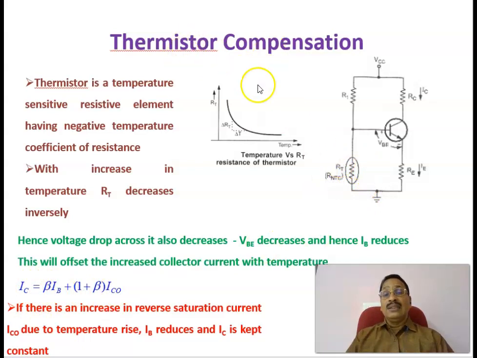That is done in the case of thermistor compensation, where the thermistor is connected in this fashion. If there is an increase in reverse saturation current ICO due to the temperature, ICO rises, IB reduces, and IC is kept constant. Though ICO is increasing, IB reduces so as to keep IC constant. That is done by thermistor compensation.